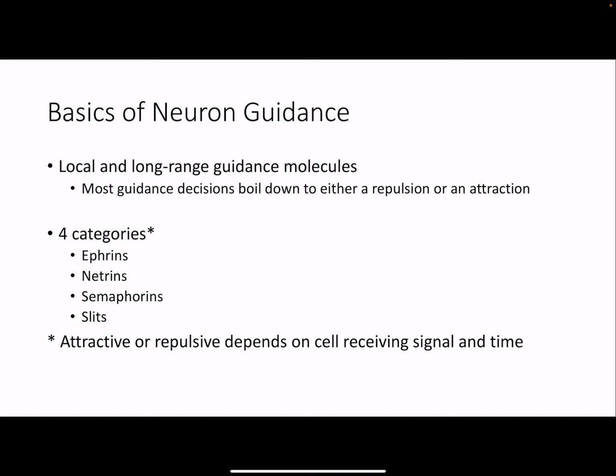So, an outgrowing growth cone may be attracted to a specific molecule, so that is going to cause it to create filopodia that will move in that direction, and then ultimately turn or navigate that way, or they may have a repulsion, which will make them turn away.